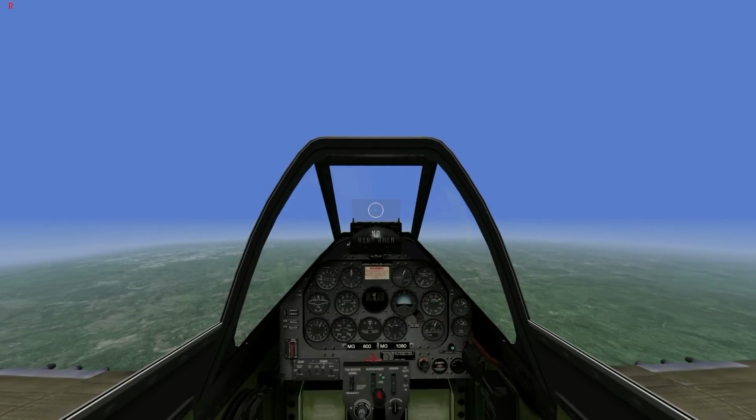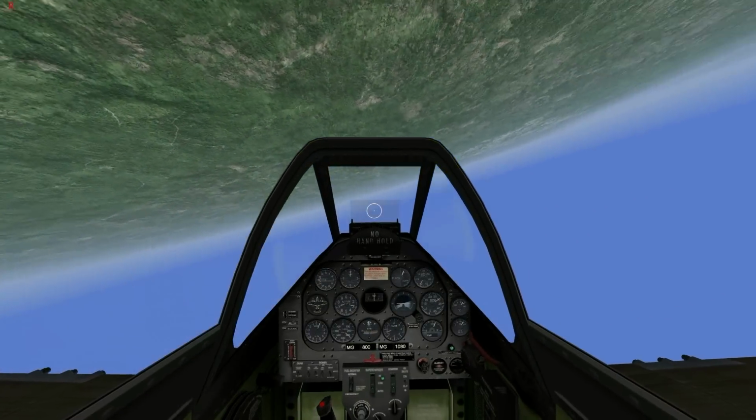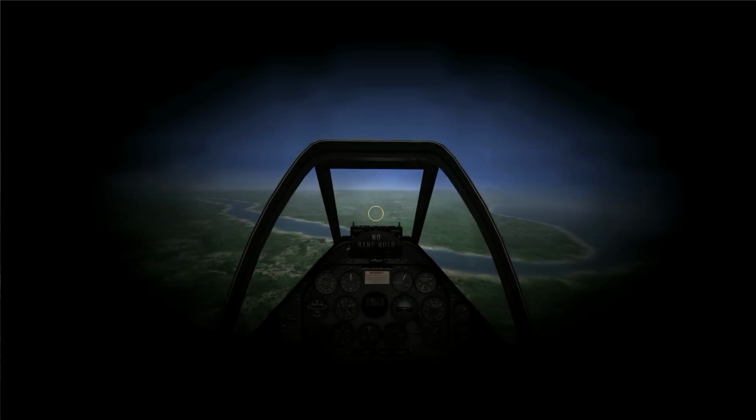A split S is the opposite of an Immelmann. To perform a split S, roll the plane inverted and pull back on the stick to perform a half loop through a dive. This move converts altitude into speed and also reverses the direction you are flying in.